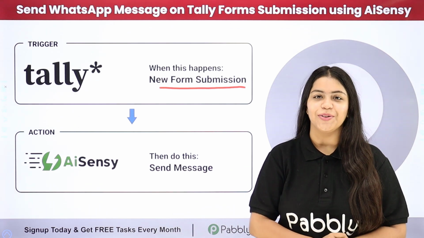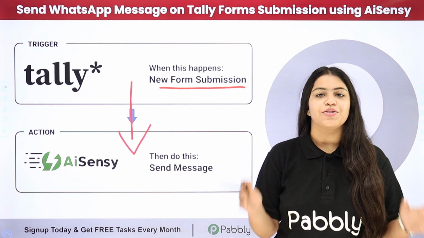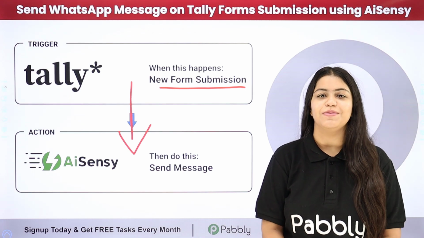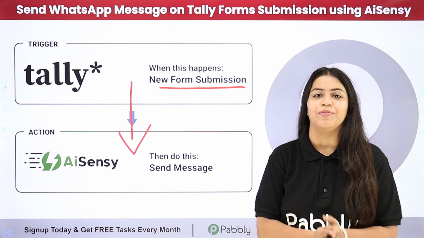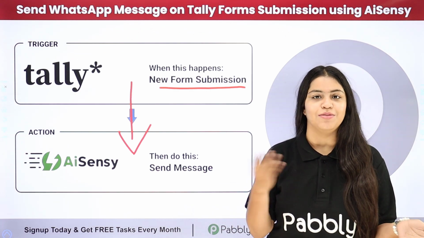So to do this, we are going to create a connection between Tally Form Builder and AiSensy. To create this connection without knowing any programming or coding language, we are going to use Pabbly Connect. It is an amazing automation software. So I'm going to do all of this so that I can convert my leads into my clients.